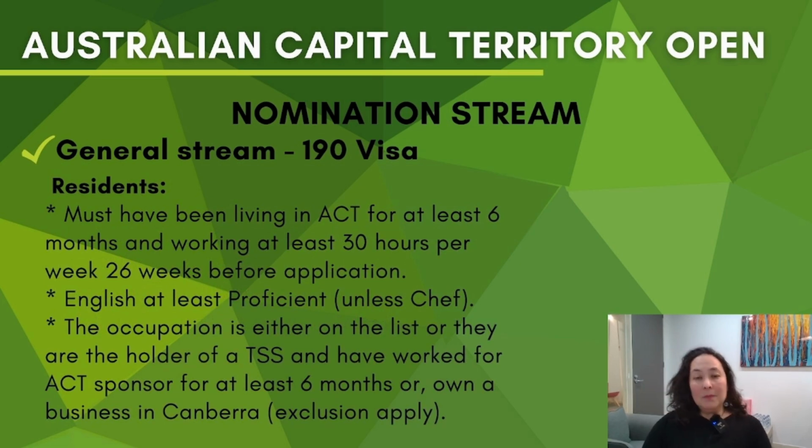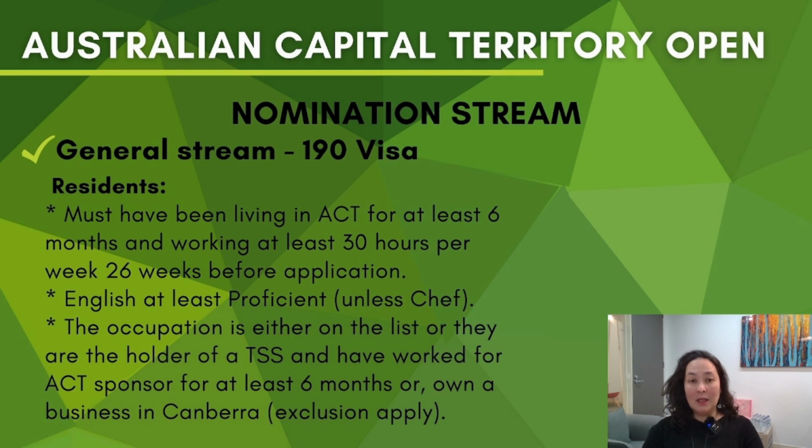So in the general stream for the 190, if you are a resident in Canberra, you must have been living in the ACT for at least 6 months and working for at least 30 hours in the previous 26 weeks before the application. That date is from the date that you apply for your registration, okay?